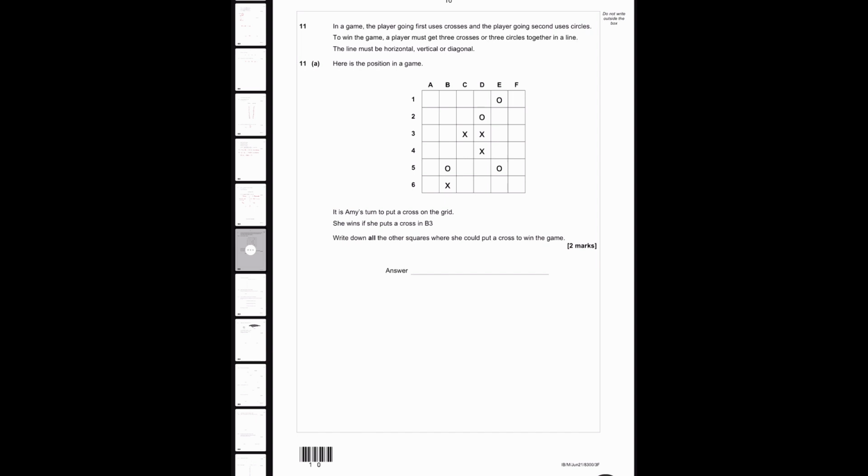It's Amy's turn to put a cross on the grid. She wins if she puts a cross on B3. Write down all the other squares where she could put her cross to win the game. With a question like this, we want to find where there are 2 crosses in a row and finish it to make a 3. We have 2 crosses in a row here, so we could put 1 on B2.